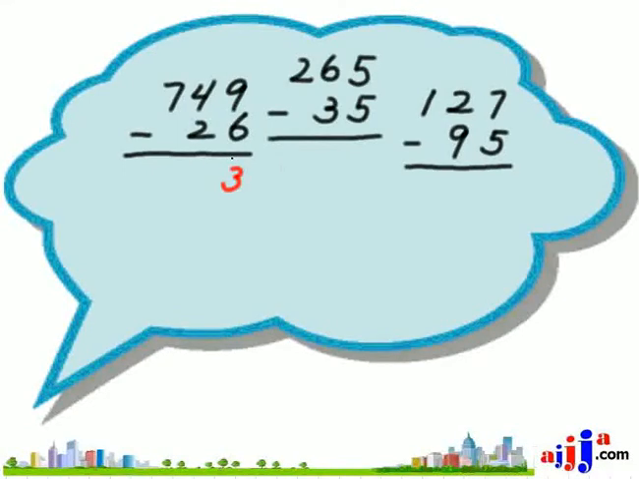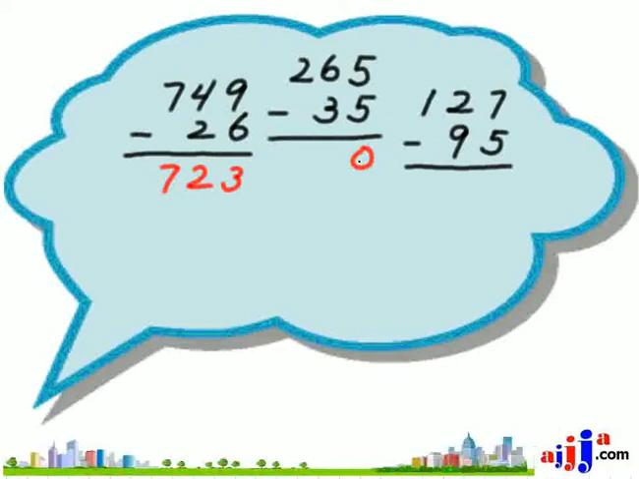9 minus 6. Oh, that's 3. Okay, so take 6 away from 9, right? Okay, what about 4 minus 2? Take 2 out of 4. That's right, 2 left. Okay, now 7 minus nothing. Oh, freebie right there, 7.